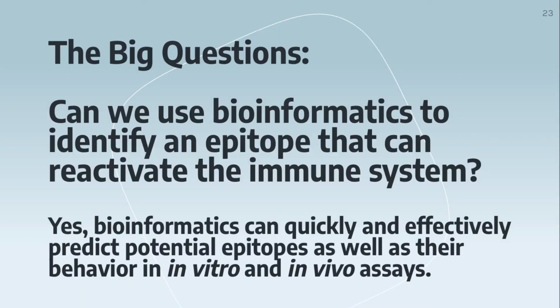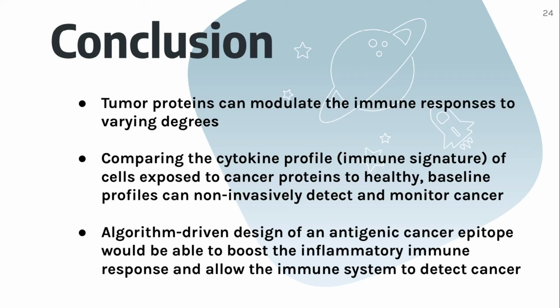So in a nutshell, yes, bioinformatics can quickly and effectively predict potential epitopes as well as their behavior in vitro and in vivo assays. This study concludes that 1. Tumor proteins can modulate the immune response to varying degrees. 2. Comparing the cytokine profile, immune signatures, of cells exposed to cancer proteins to healthy baseline profiles can non-invasively detect and monitor cancer. And 3. Algorithm-driven design of an antigenic cancer epitope would be able to boost the inflammatory immune response and allow the immune system to detect cancer.